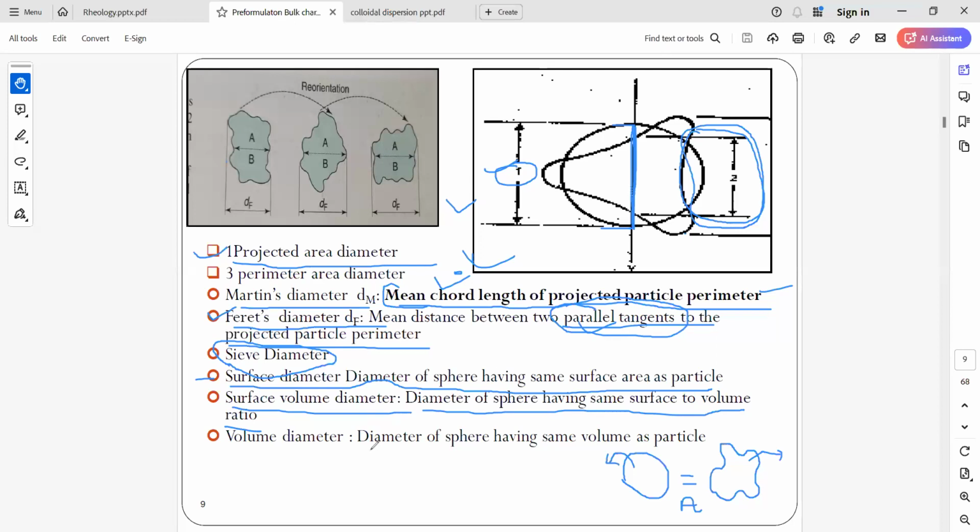Okay. So I think these both are the same, or somewhat different, but in general, surface volume diameter and volume diameter are the same. Volume diameter, as I have mentioned, means that both have the same volume. And if they are talking about surface volume, it doesn't make sense. So both are almost similar. So you can consider volume diameter as the term for when an irregular particle and a sphere have the same volume. Okay, remember all these definitions. It's very important.